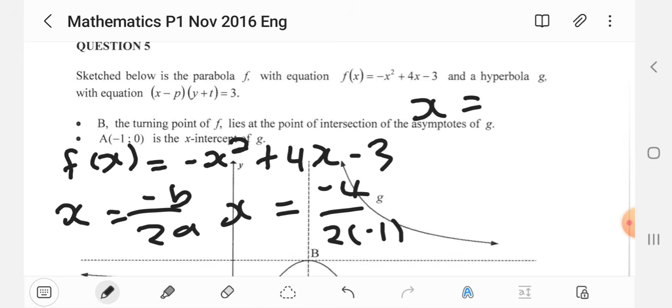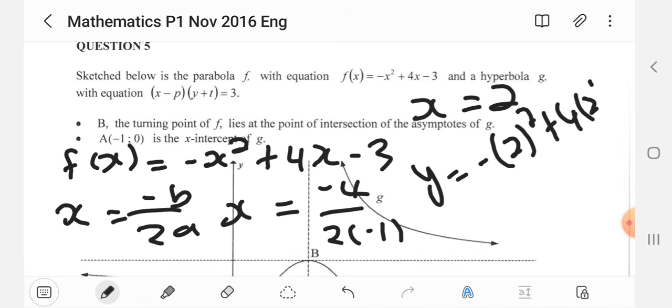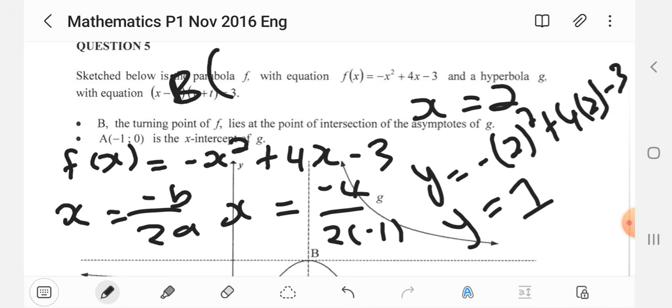And then the x coordinate of the turning point will be 2. And then we take this 2. If x is 2, how much will be y? That's where we'll say y equals -2 squared plus 4 into 2 minus 3. Substitute in the original equation, and then y is 1. So the coordinates of B will be 2 and 1.